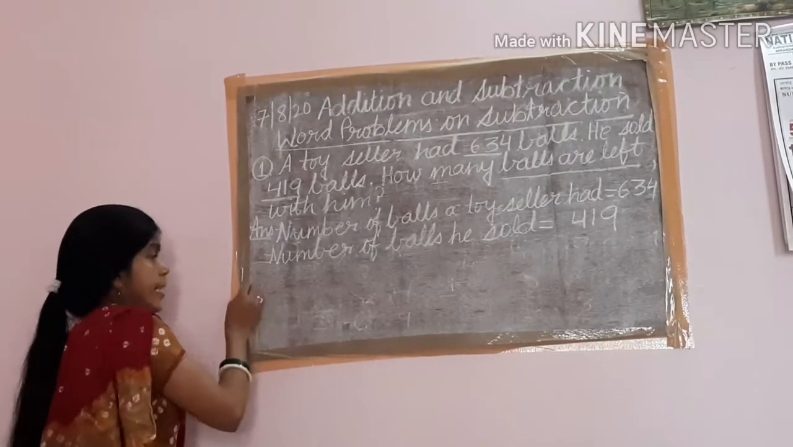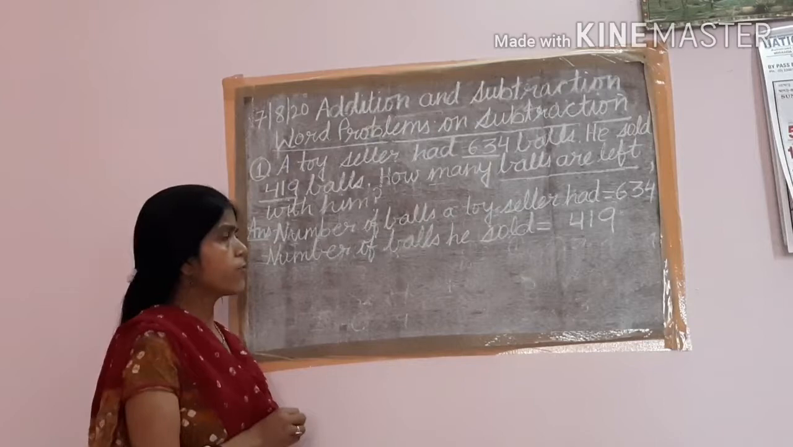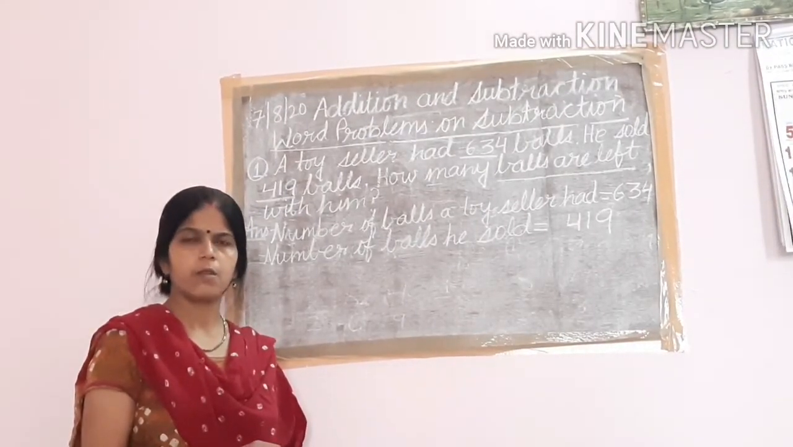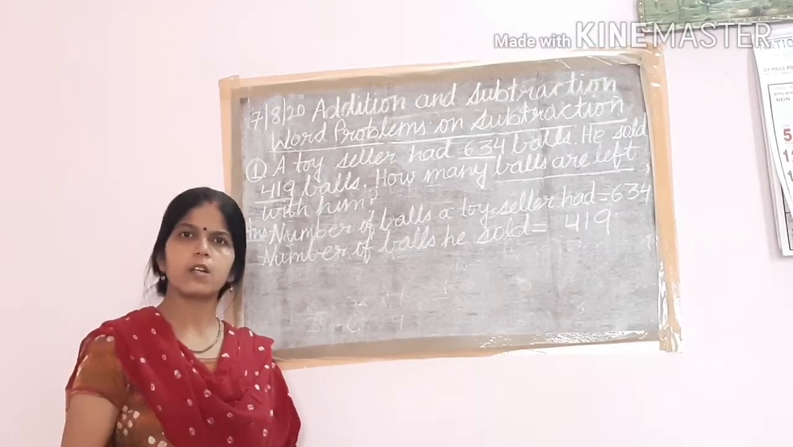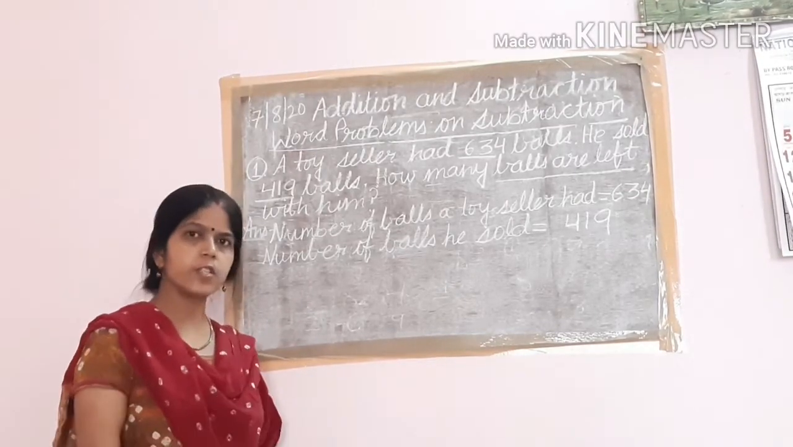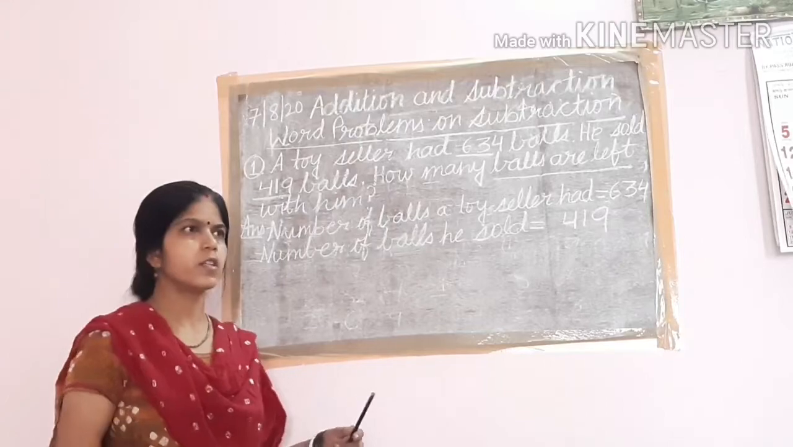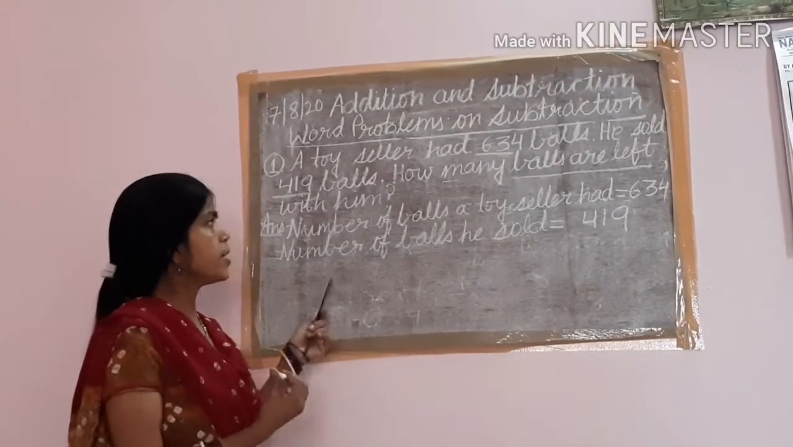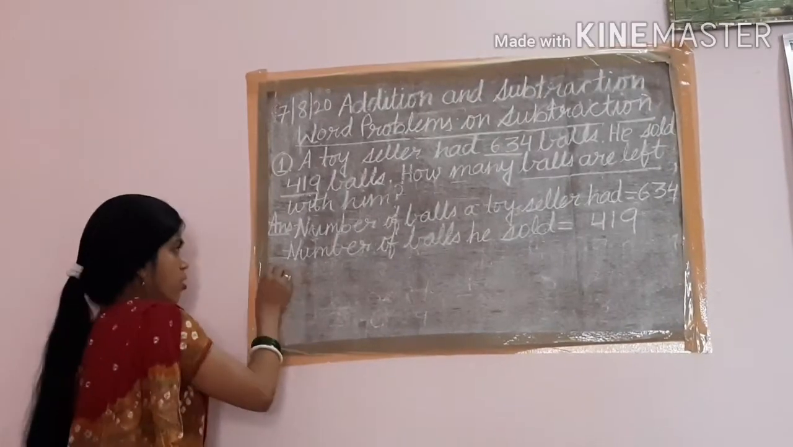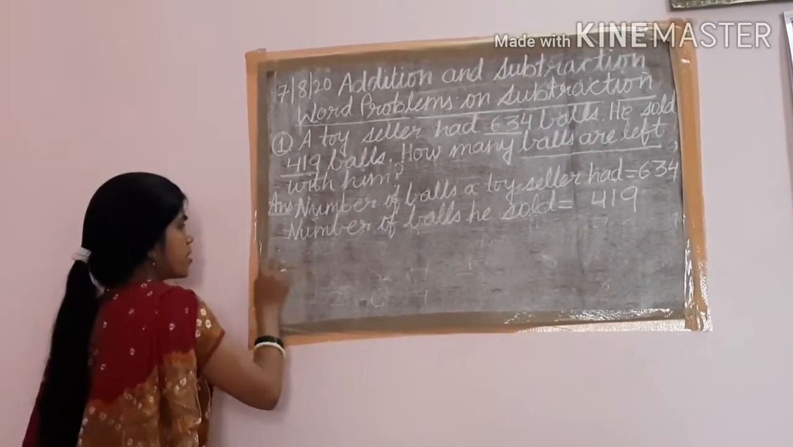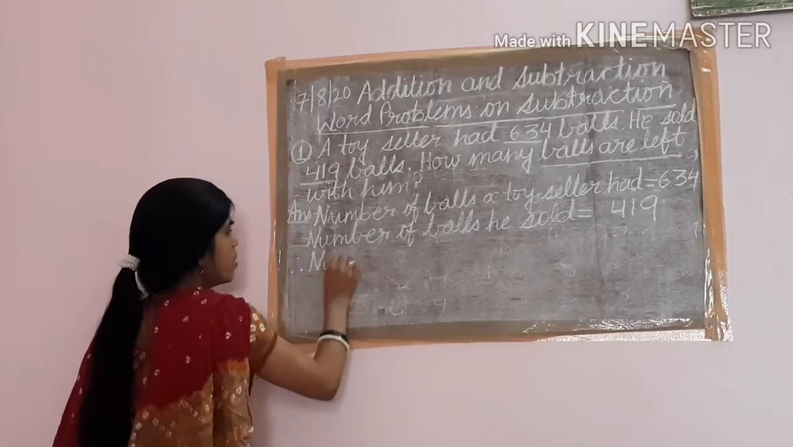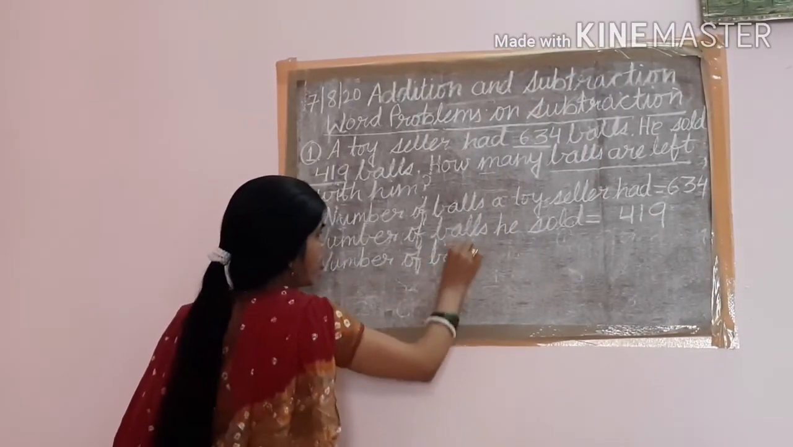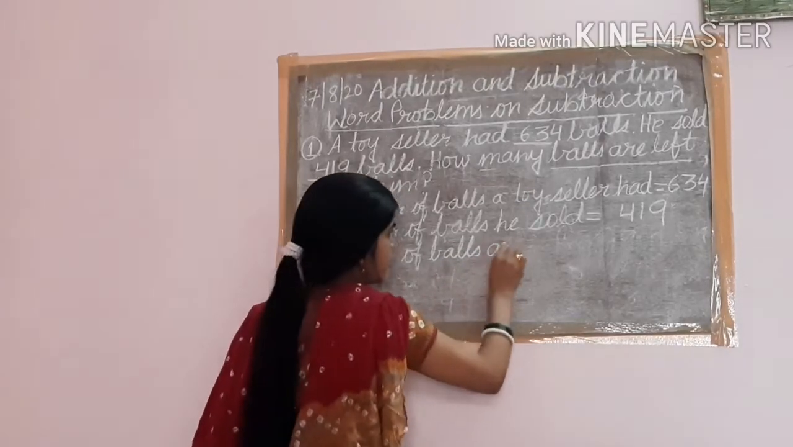In the subtraction word problem, we are not using the word total, because here it is not a total. Something we are giving to somebody or it is lost, or we have to find out. So please don't use total. What to do? Simply write: therefore, number of balls are left.